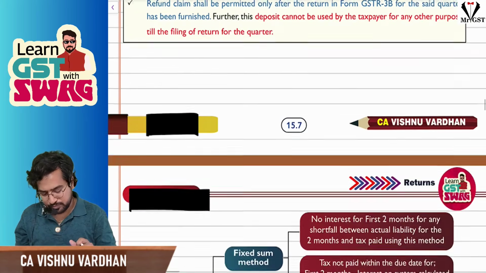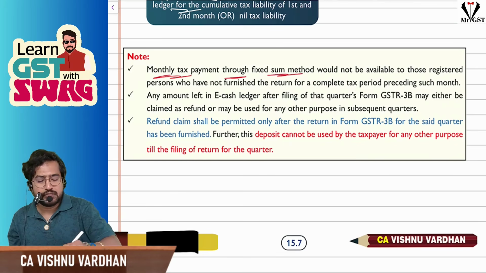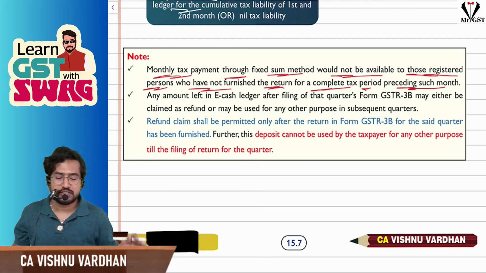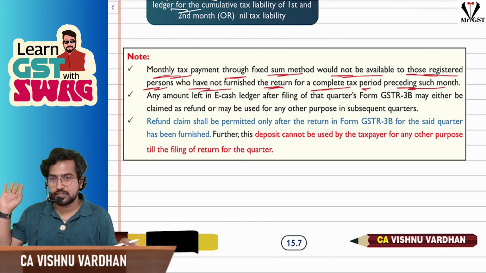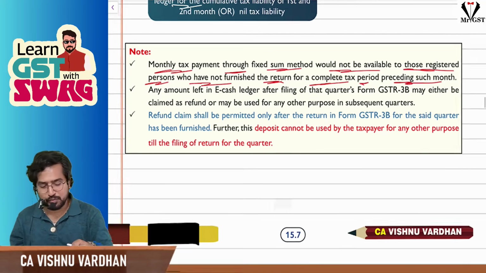Next, monthly tax payments through fixed sum method would not be available to those registered persons who have not furnished the return for a complete tax period preceding such month. This is your first tax period. How do you go for fixed sum method? System should go for your payment history. Zero, zero, not possible. Okay.